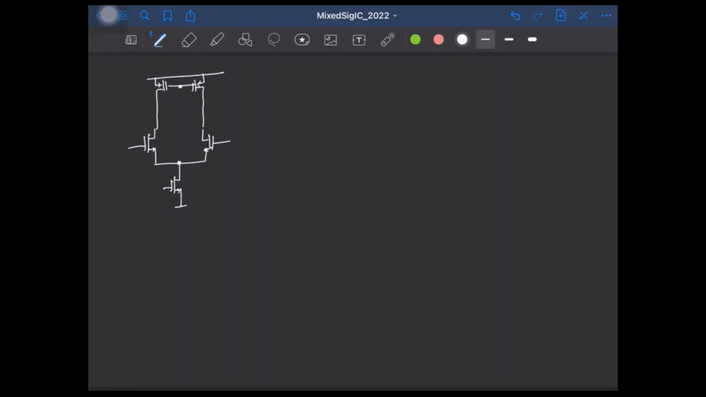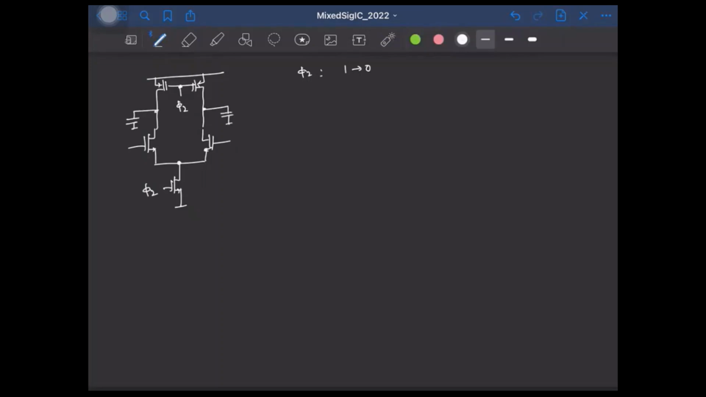But instead of using them as current sources, we will use them as switches. Okay. So now here, when phi 2 is low, let's say phi 2 is made from high to low. It goes from 1 to 0. What will happen? Here we'll have capacitors, right?